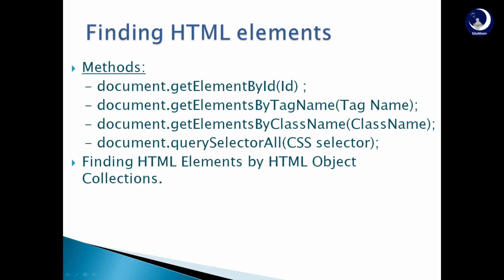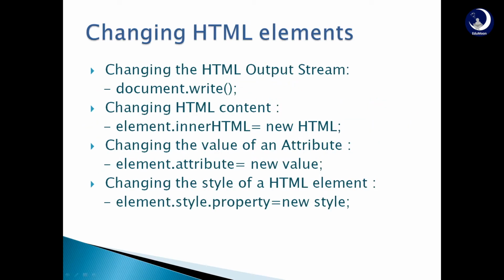Finding HTML elements. If we want to make changes to the HTML elements of a web page, we should first be able to find them. There are two ways. The first one is by methods and the second one is by HTML object collections. The second way, finding HTML elements by HTML object collections, is skipped for this video because it is not in the syllabus, and we'll go on with methods. The methods include document.getElementById, document.getElementsByTagName, document.getElementsByClassName, and document.querySelectorAll. These all take a parameter, and before getting into details about how we can implement them using examples, we'll first get to know how we can change the HTML elements.